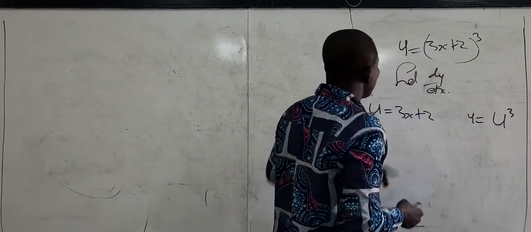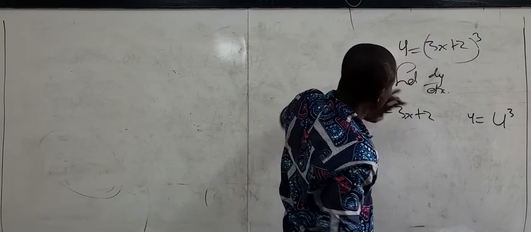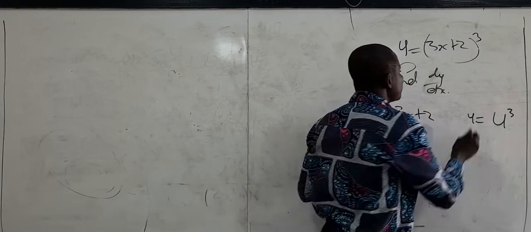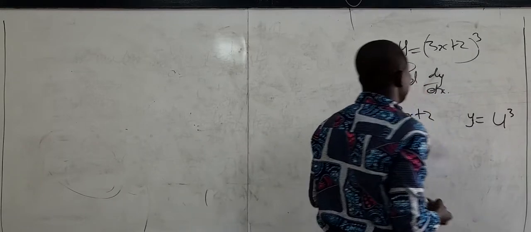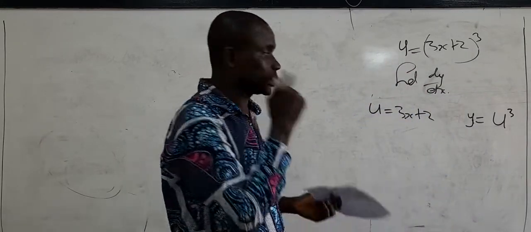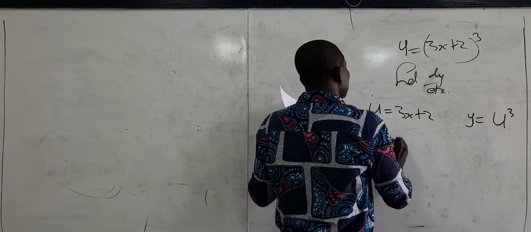Watch here. You are saying let u be equal to this. So if u is equal to this, then in place of this one, instead of writing this, you write u squared. So we are going to differentiate both of them. After that, we multiply the product. That's all. So here, du/dx is equal to 3.